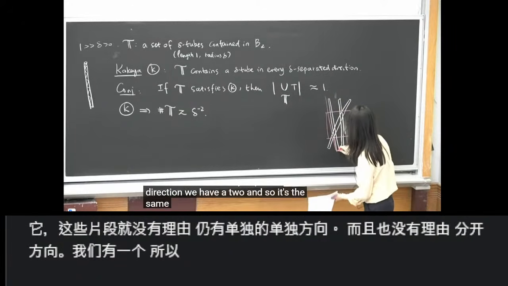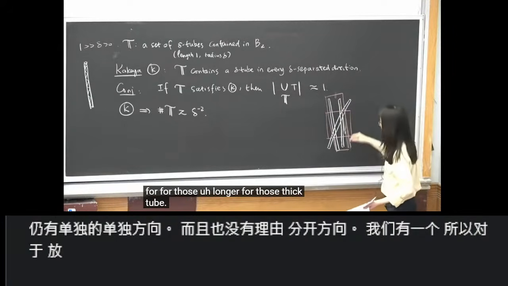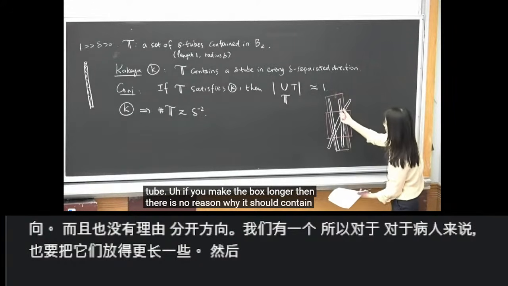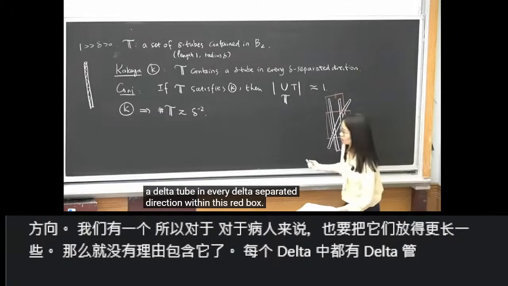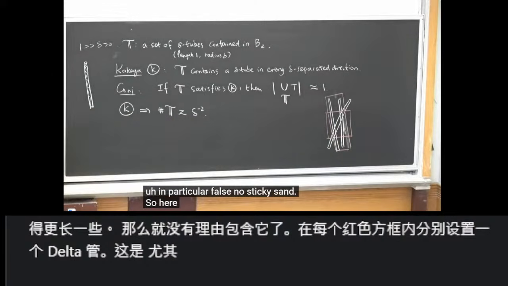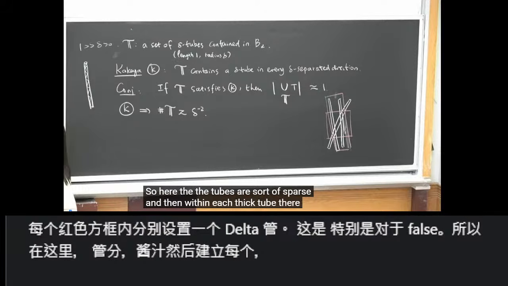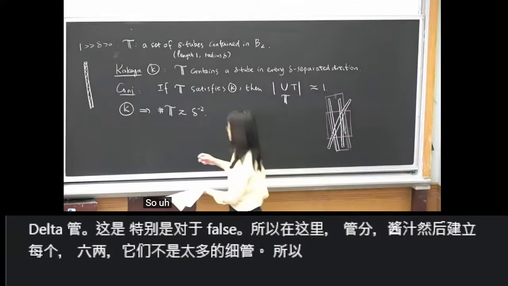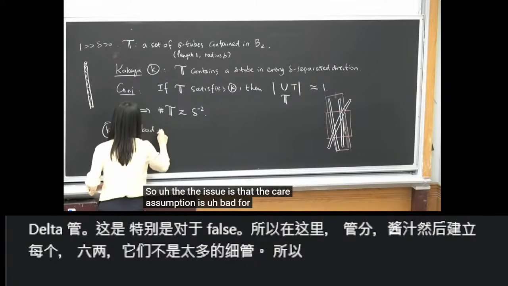It's the same issue for those thick tubes. If we make the box longer, then there is no reason why it should contain a delta tube in every delta separated direction within this red box. This is in particular false for non-sticky sets. Here the tubes are sparse, and within each thick tube, there are not too many thick tubes. So the issue is that the Kakeya assumption is bad for induction.